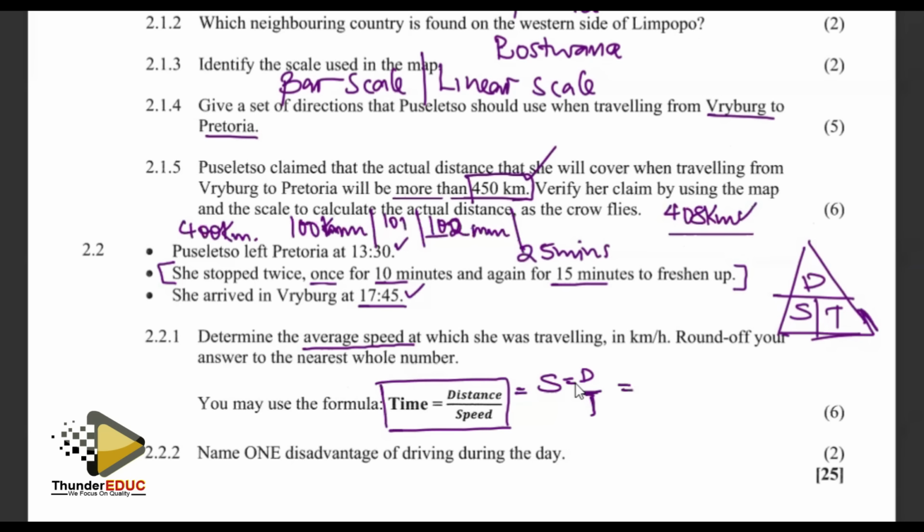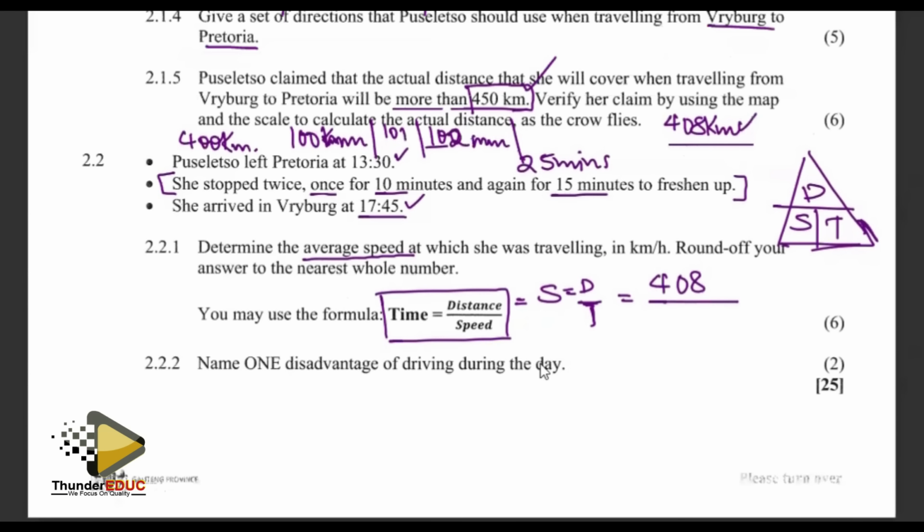I'm using my distance here, over time. Now, I need to find out the time that they spent. So how am I going to get the time? For me to get the time spent, it has to be the time when the person arrived minus the time when they left Pretoria, and it has to be in hours.